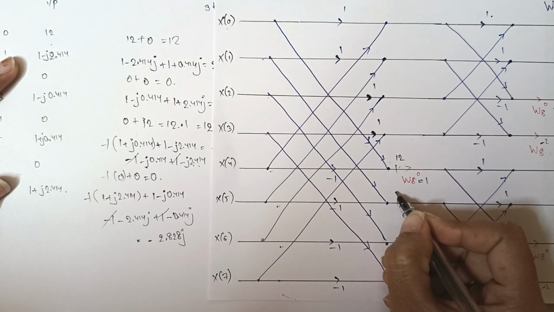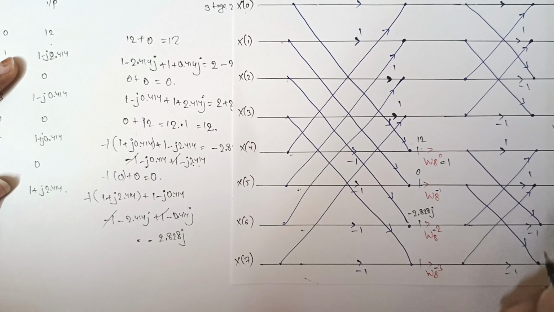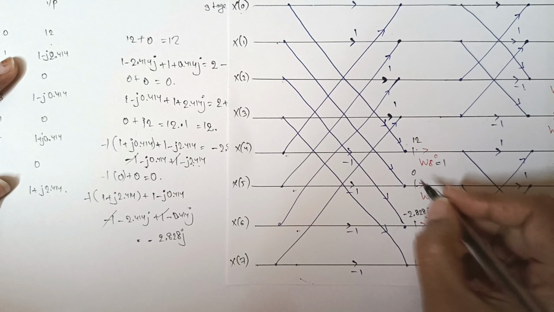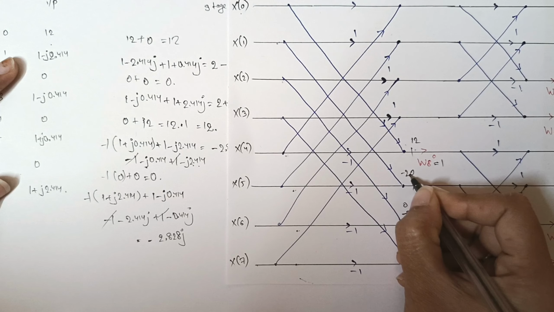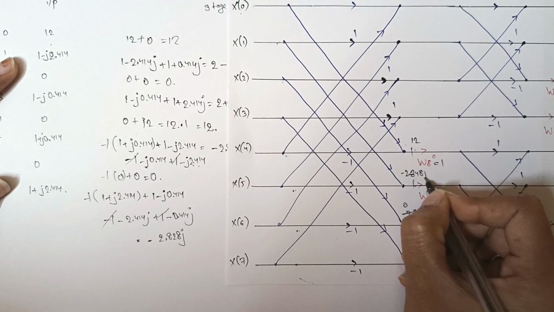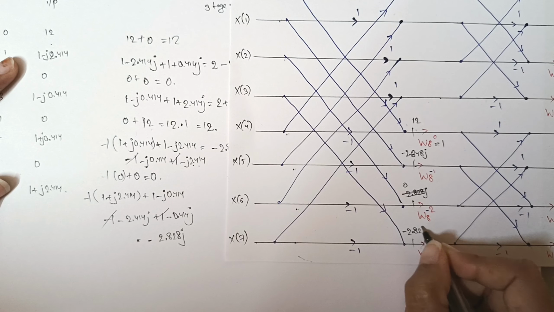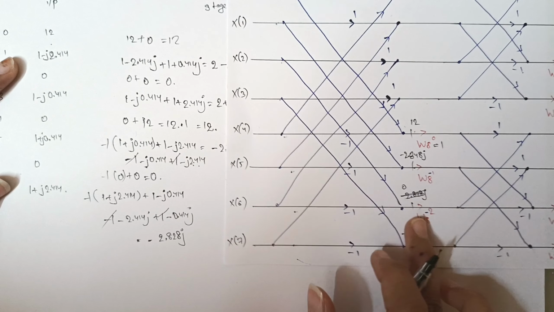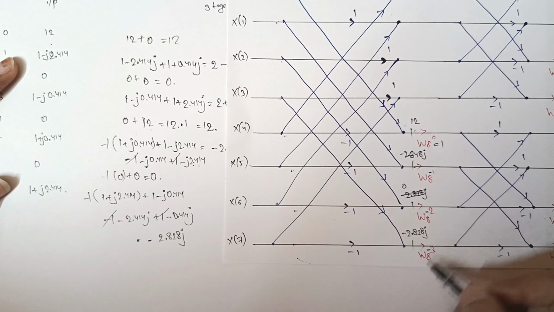So we have got the values, and till this point we got it as 12, and here we got it as 0, and till this point we got minus 2.828j, right? Sorry, we got it in reverse order. At this point we got minus 2.828j. Now let's multiply this and this with these values.